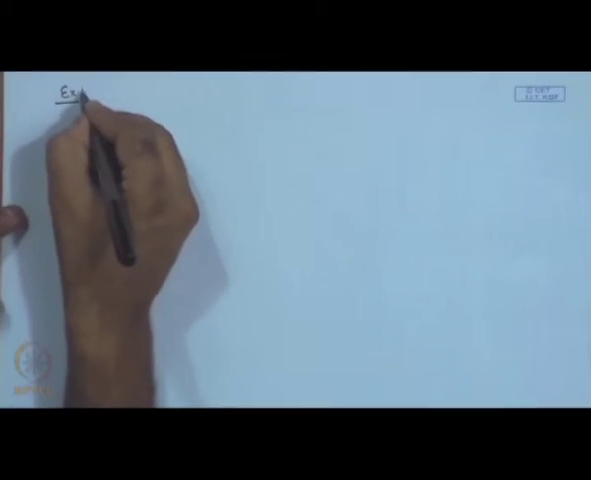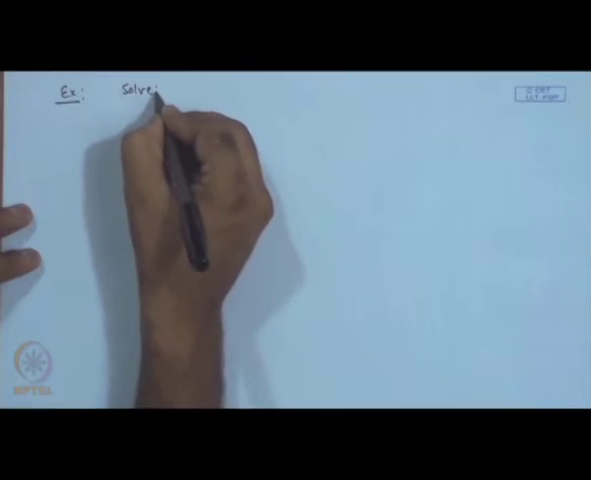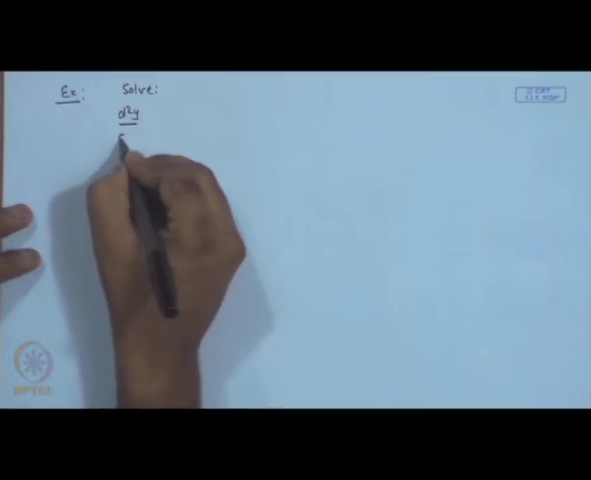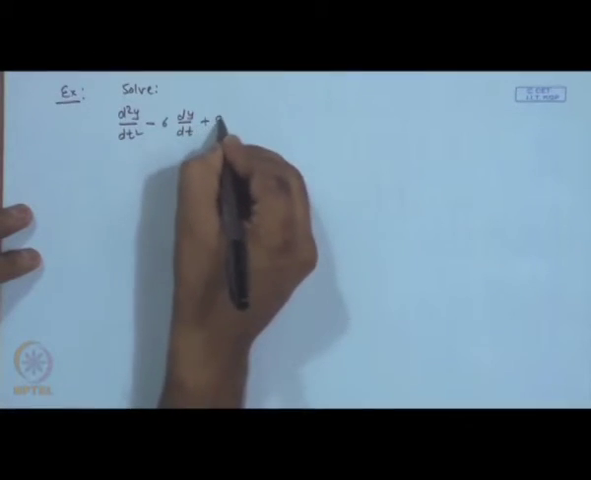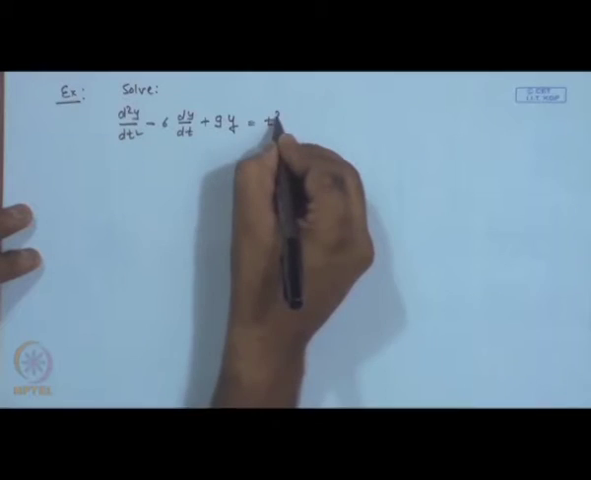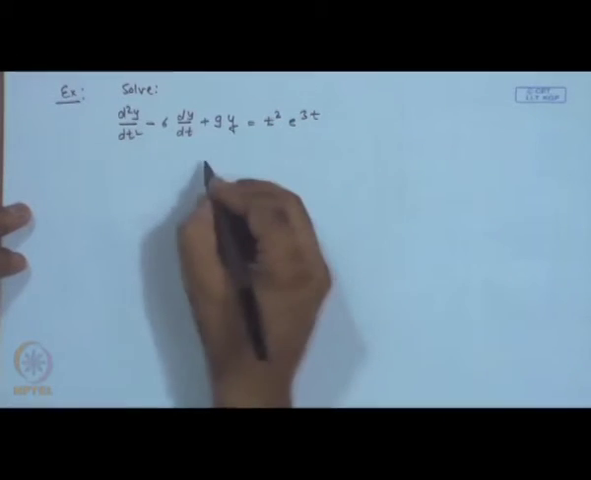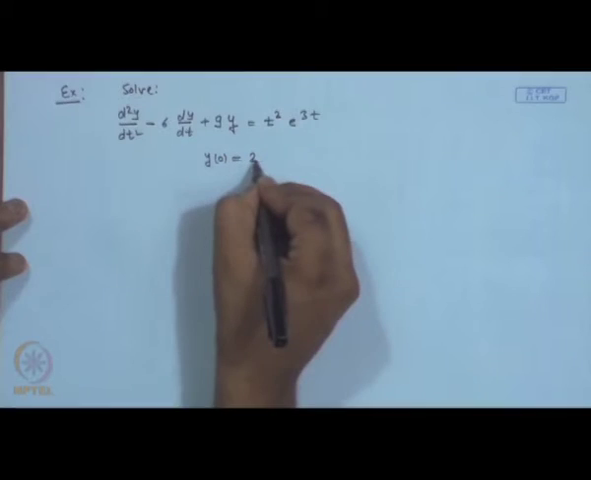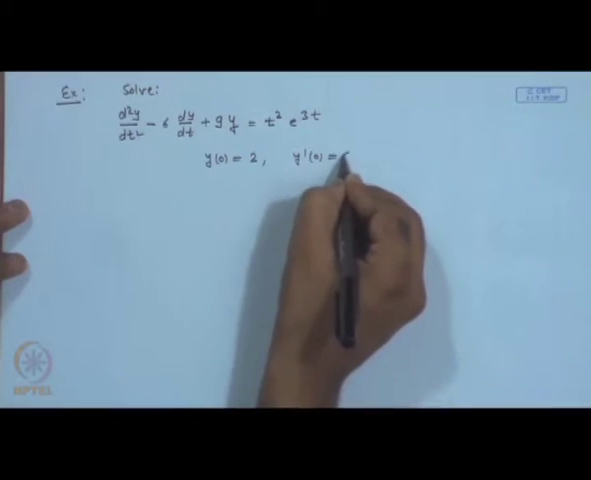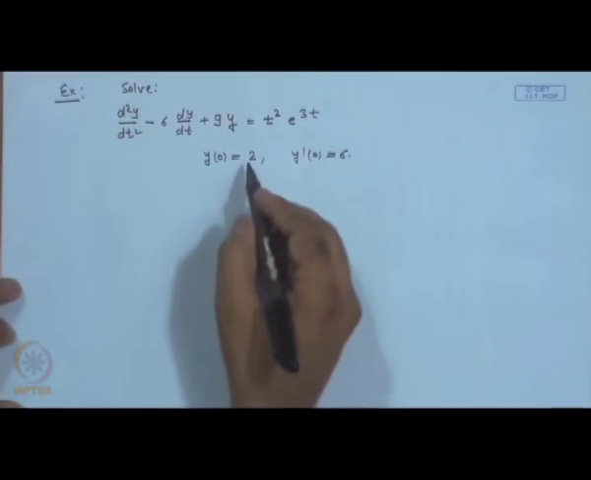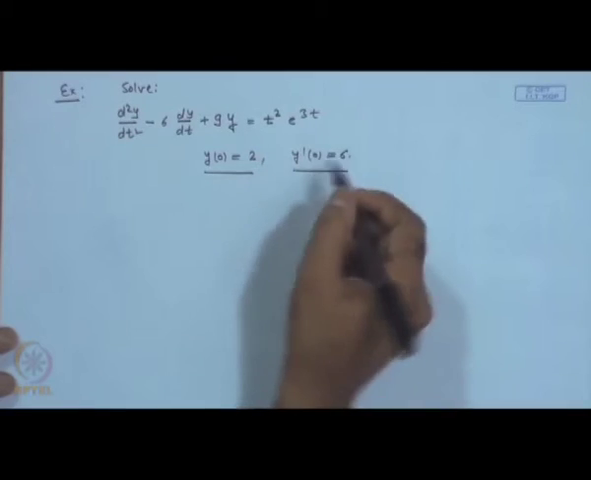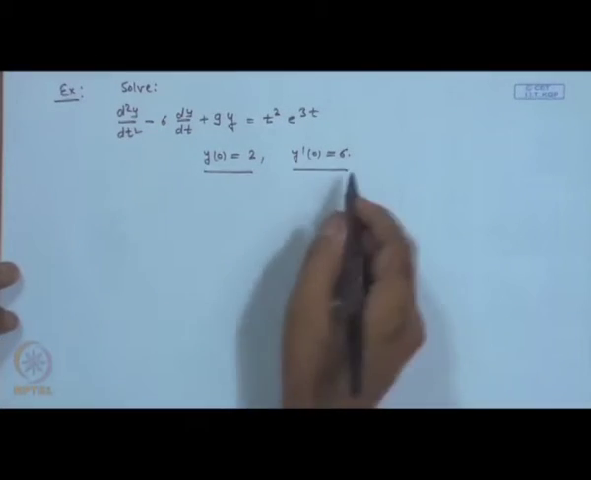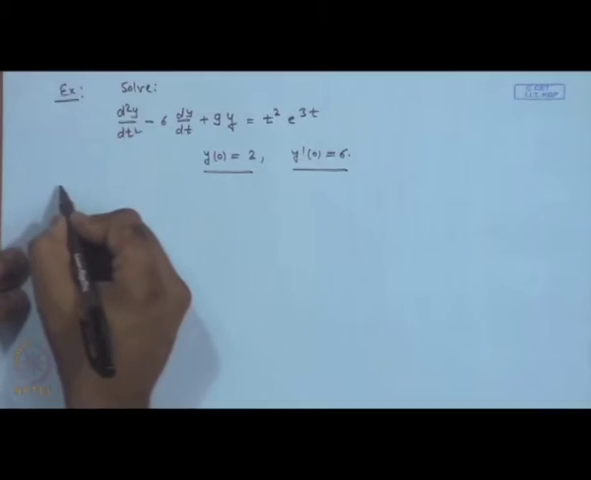Okay, so the next example: we solve d2y over dt square minus 6 dy over dt plus 9y is equal to t square e to the 3t, and the initial conditions are y(0) equals 2 and y prime (0) equals 6. So, slightly more difficult, because here both the initial values are given. In the earlier example they were 0.